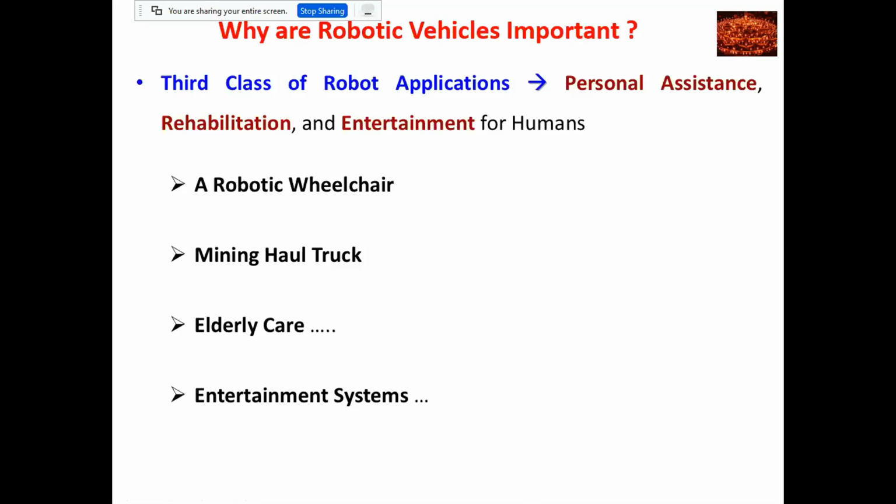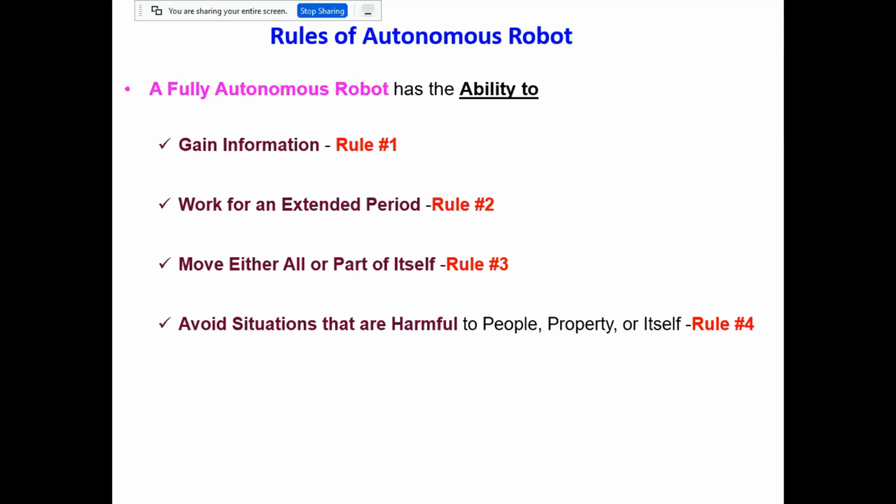Correct? Now again, you will remember, friends, when designing these autonomous robots, similar to the industrial robots where there is a fixed platform, there is a movable platform. Again, keep in mind the rules of autonomous robots. What are those? Gain information about the environment using sophisticated sensors. Then work for an extended period without human intervention, because the vehicles used in space exploration and underwater exploration will work for 6 months, 1 year, meaning they will work for an extended period of time.